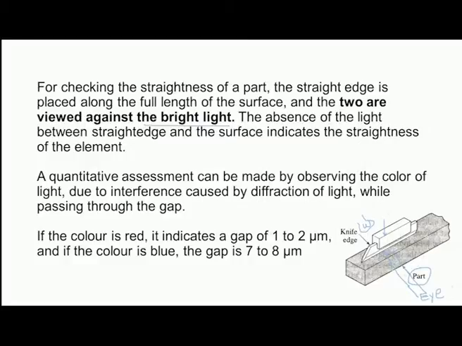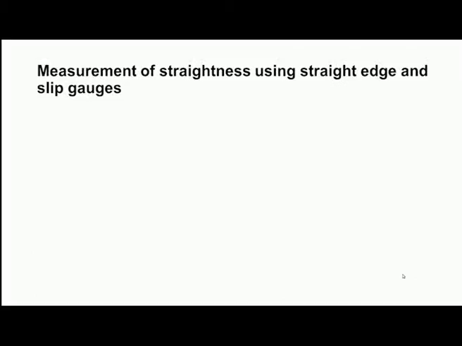A quantitative assessment can be made by observing the color of the light. Due to interference caused by diffraction of light while passing through the gap, the color of light changes. If the color is red, it indicates a gap of 1 to 2 microns, and if the color is blue, the gap is 7 to 8 microns. In this way we can check the straightness of the workpiece surfaces.